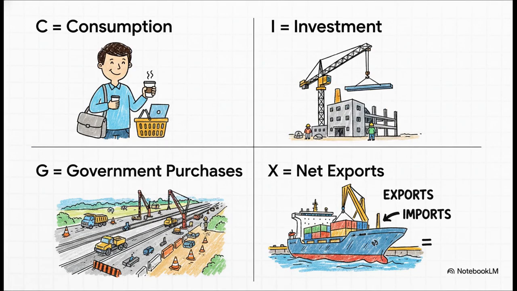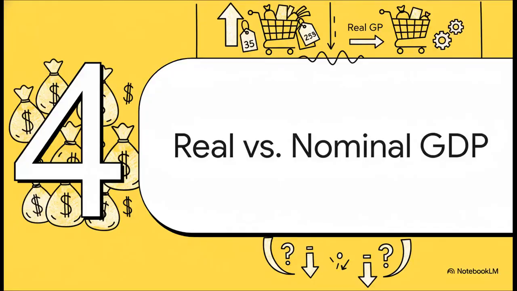So let's break down what those letters actually stand for. All right, C is for consumption. That's just regular people buying stuff, like a new laptop or a coffee. I is for investment. This is businesses building a new factory or buying new computers. G is for government purchases, think building a new highway or paying for defense. And finally, X is for net exports, which is simply the stuff we sell to other countries minus the stuff we buy from them.